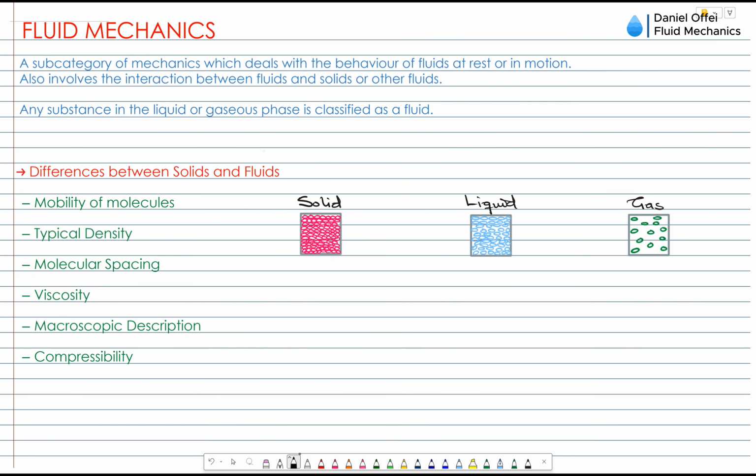Mechanics itself is a broad area of engineering which talks about three things. We have the mechanics of rigid bodies, we have the mechanics of bodies that deform, and then we have our own special topic, that is fluid mechanics. Fluid mechanics is the category of mechanics which deals with the behavior of fluids, whether they are at rest or they are moving. So how do we differentiate between the mechanics of solids and the mechanics of fluids?